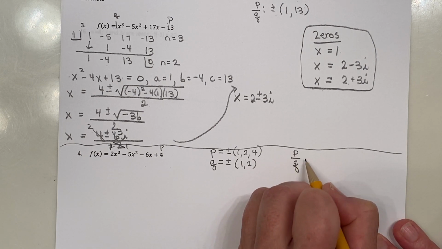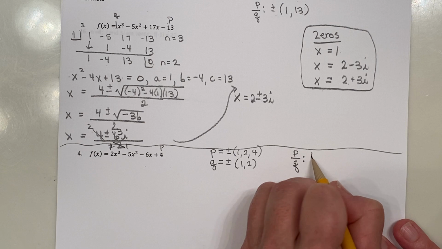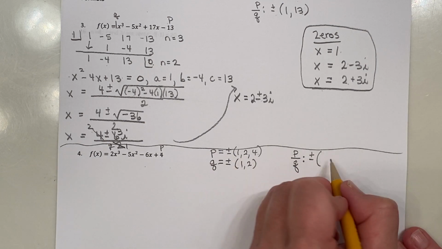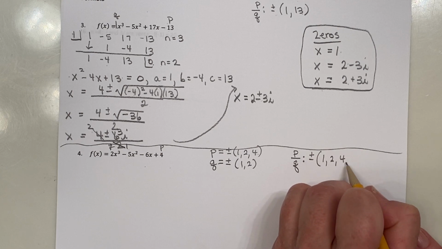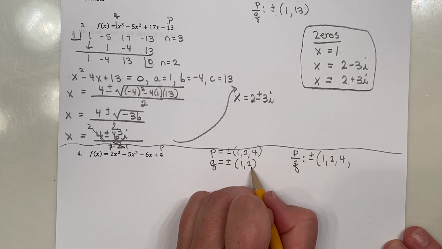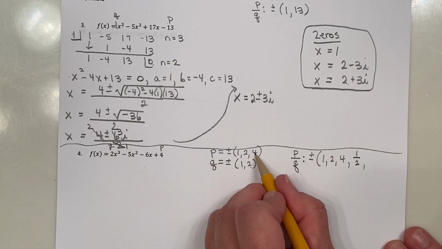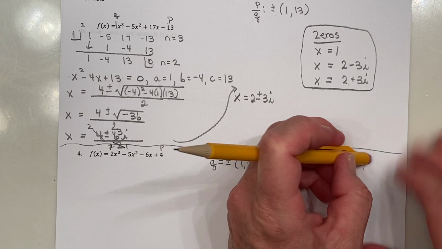So P over Q. So 1, 2, and 4 all go over 1, so that's just 1, 2, and 4 again. And then 1, 2, and 4 will go over 2. So 1 over 2 is a half, 2 over 2 is 1, and 4 over 2 is 2. So we've got our list here.